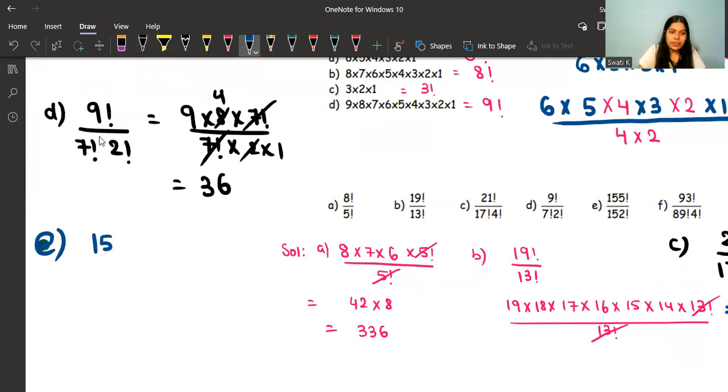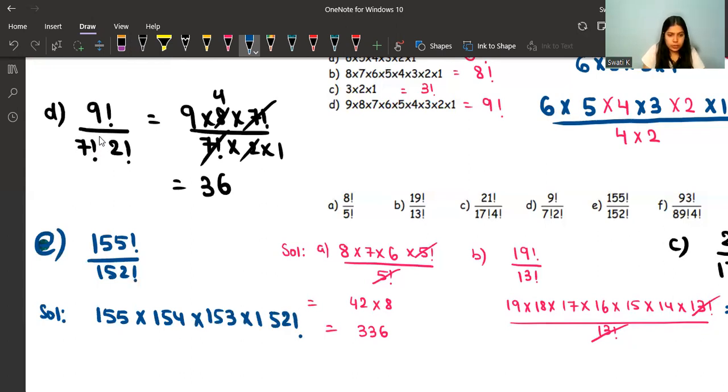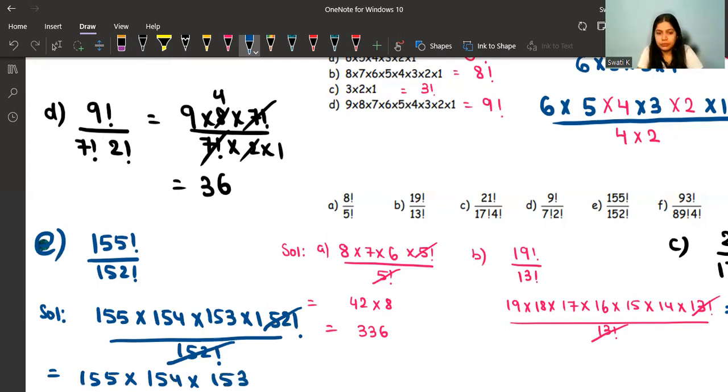155 factorial upon 152 factorial, right? It looks difficult, but now you know that it is a very simple question. It is actually 155 into 154 into 153 into 152 factorial. Of course, I'll stop here, and then this is 152 factorial. This and this will get cancelled. So my answer, of course, I'm not going to multiply this, is 155 times 154 times 153. That is it. We can just leave it here.